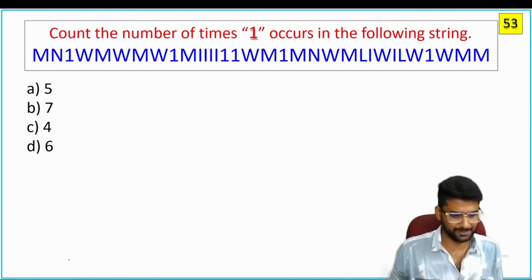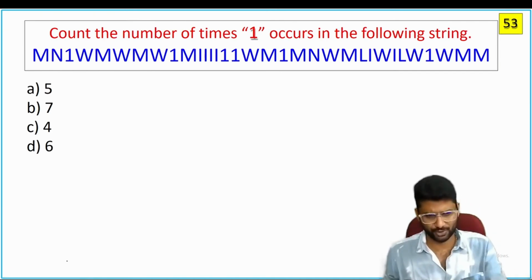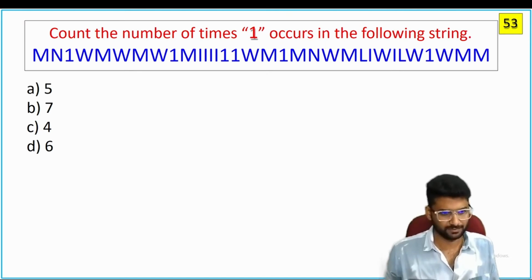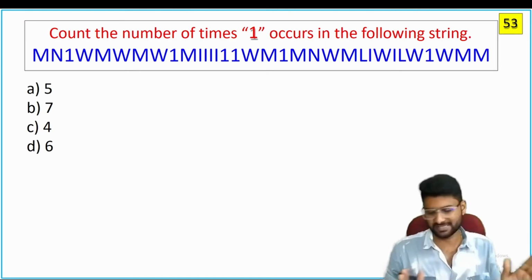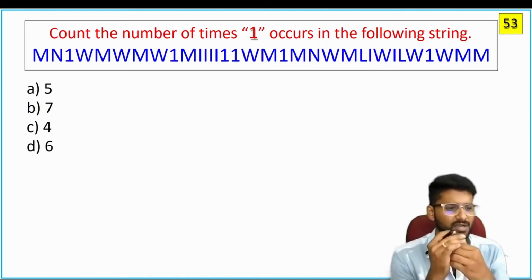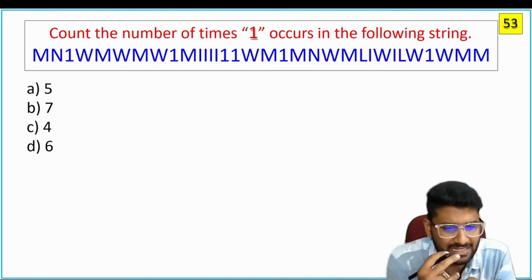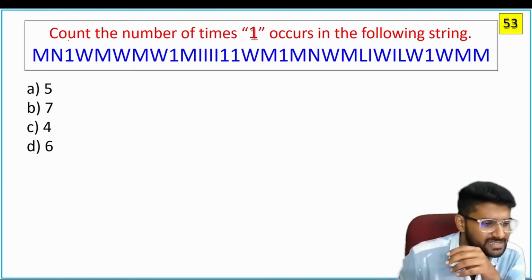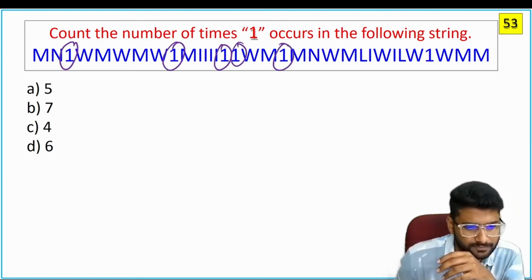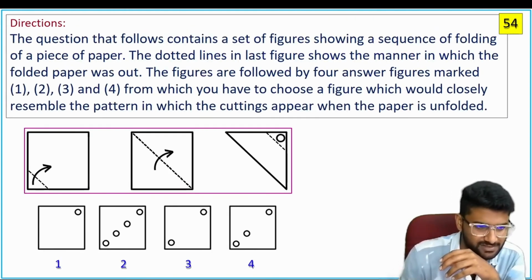Next. And this is completely based on your observation. Don't take too much time for this kind of questions. Choose the option directly. It's all about your visual skill. See, count the number of times one occurs in the following string. How many ones are repeated here? It's a 1. Answer is 6. It's a simple question, guys.